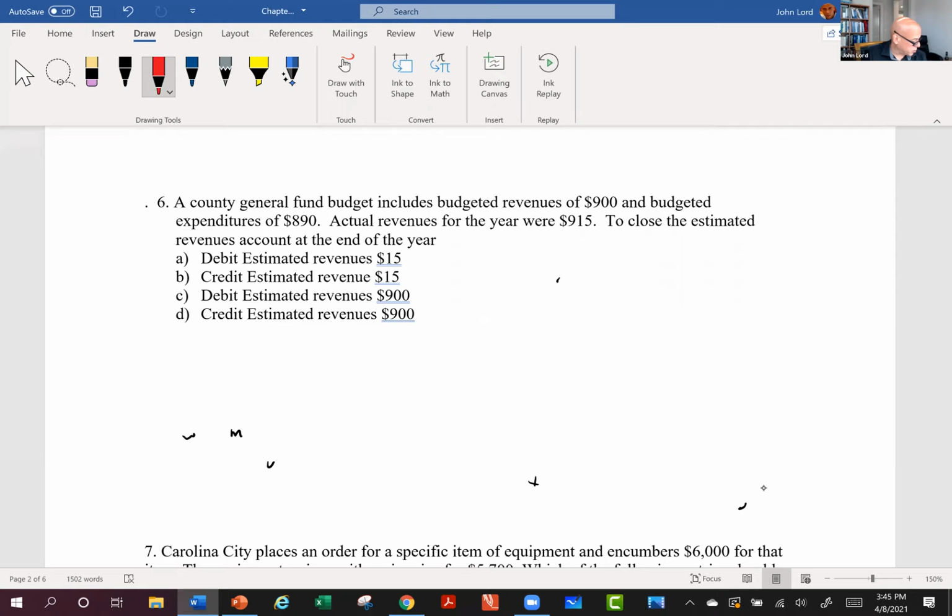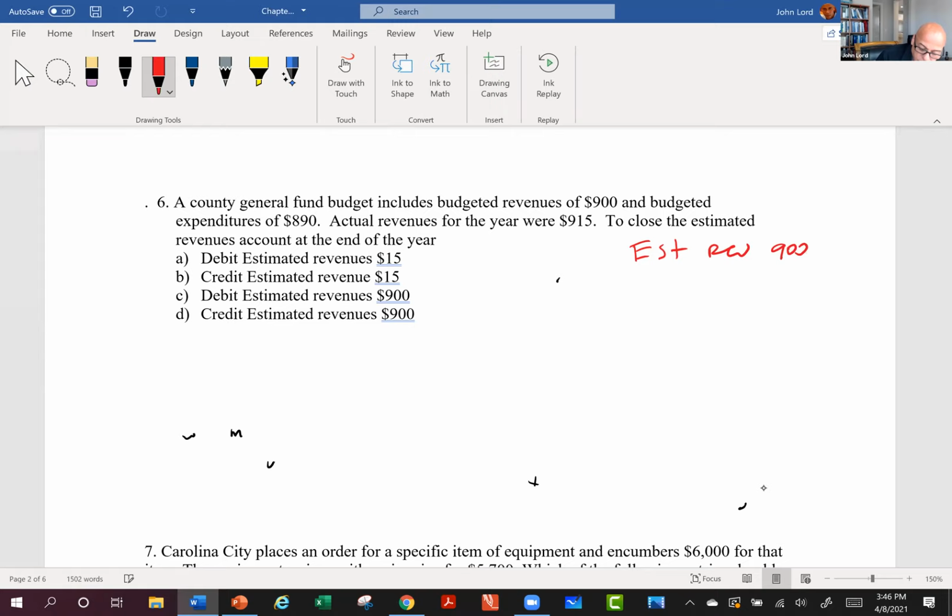All right, so let's look at number six with the strategy of sitting here and making the entire journal entry. For one where they ask you debit credits. So a county general budget includes budgeted revenues of 900, budgeted expenditures of 890, actual revenues of 950 to close the estimated revenue account. Well, let's go through the entire process. What do you do at the beginning of the year to set up to open the budget under these facts? Debit estimated revenue for 900. Good. I would have debited estimated revenue.